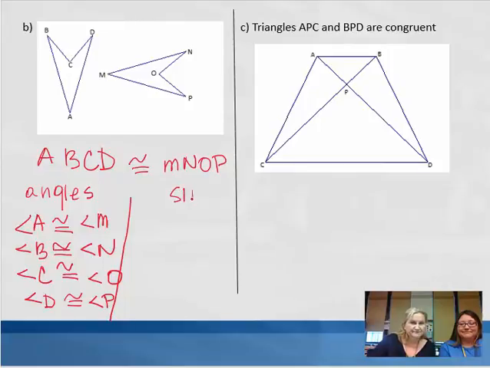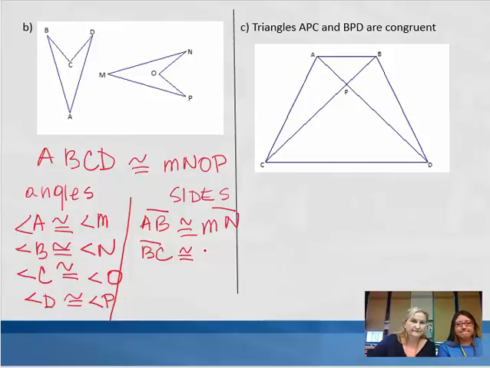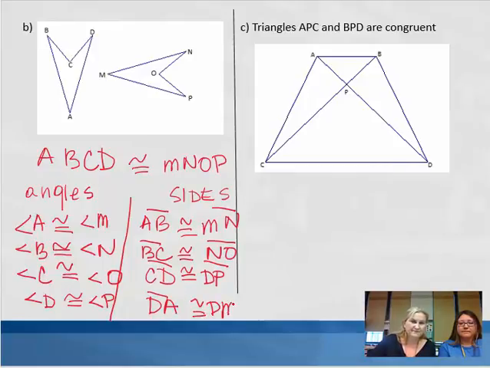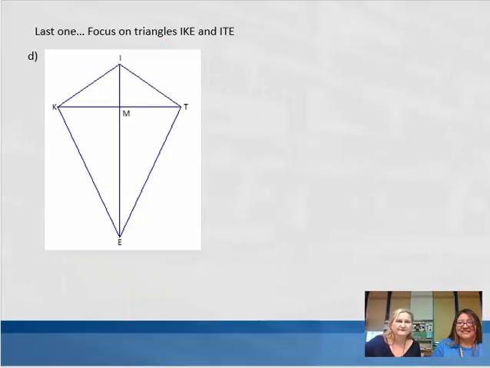Okay, let's do the sides. So my corresponding congruent sides, so side AB is congruent to side MN, side BC is congruent to side NO, side CD is congruent to side OP, and side DA is congruent to PM. Okay? Yes.